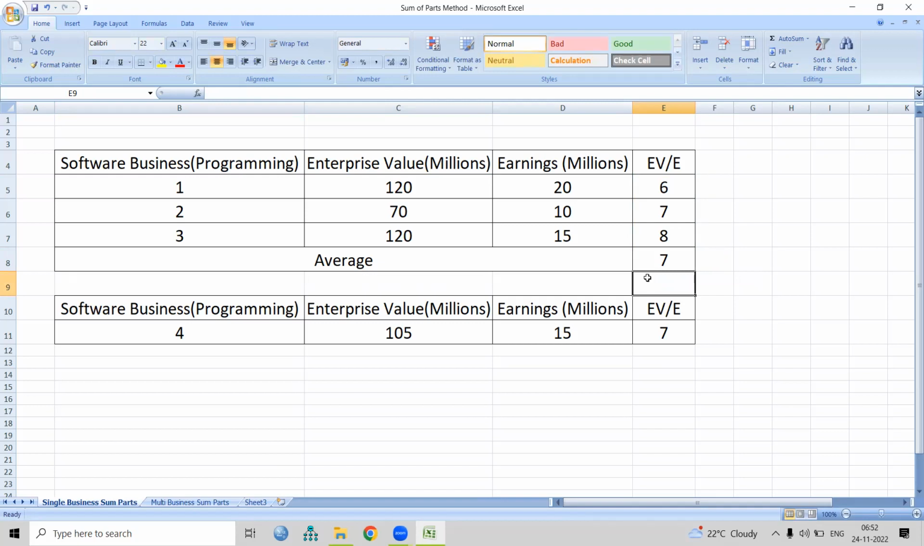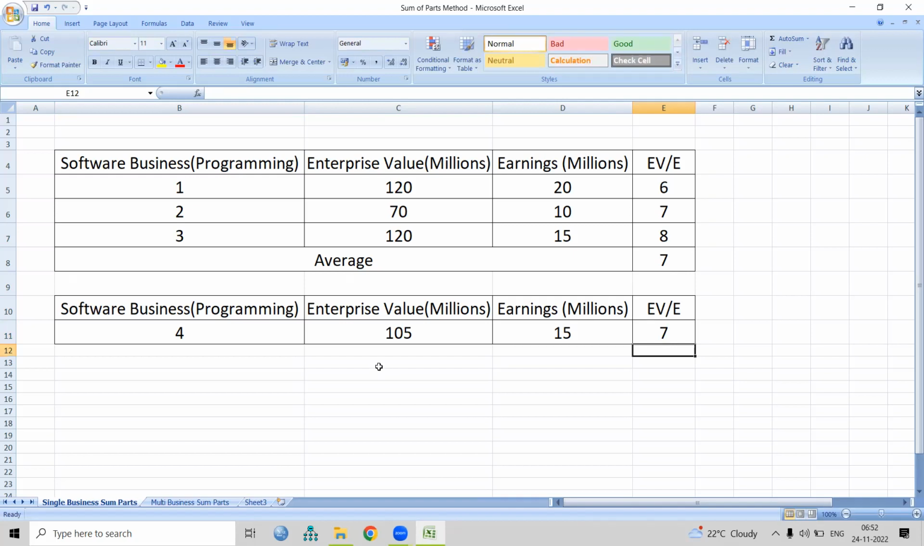Right. Now, since we already placed a value here, what we do is, based on this average value, we fix up the value for the fourth software business division. How do you fix up the value here? So, EV to earnings is 7 times. So, let's say equals 7.